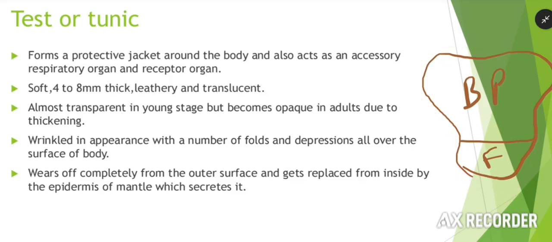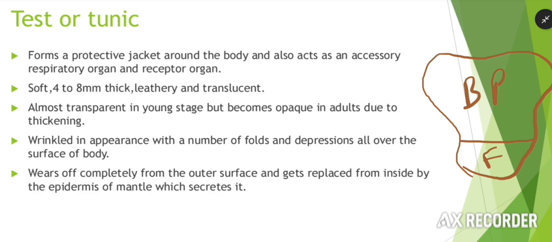Now it is protective in nature. It acts as an accessory respiratory and receptor organ. How does it become a receptor organ? It has vascular ampullae, which we have studied just now. These vascular ampullae also have nerve endings, so as a result it acts as a receptor organ. And why do we call it an accessory respiratory organ? The test is an accessory respiratory organ because vascular ampullae are present here.